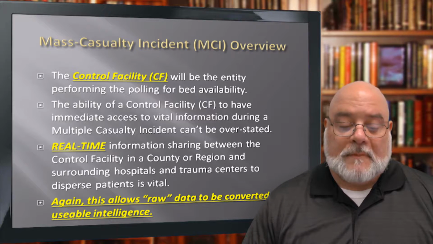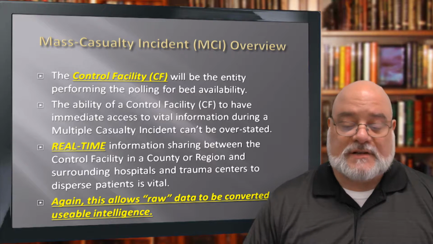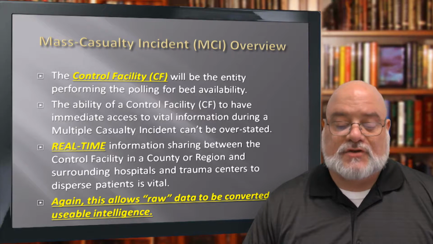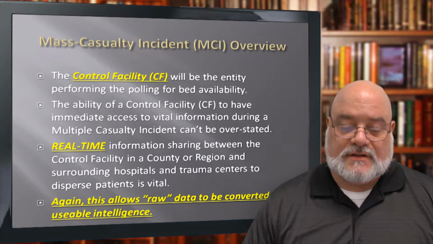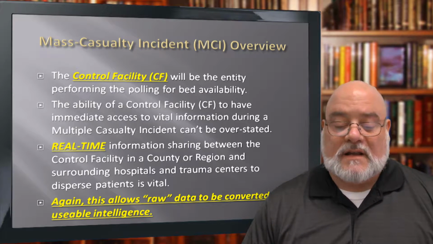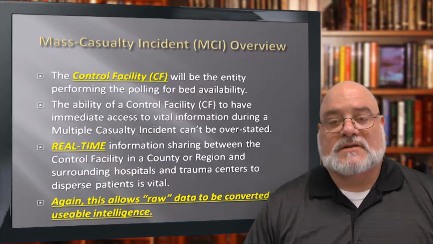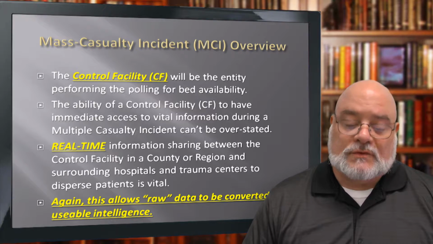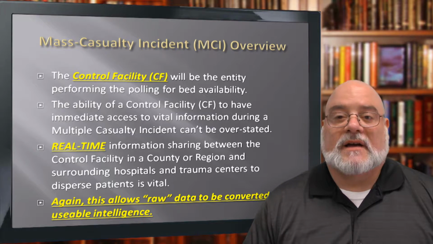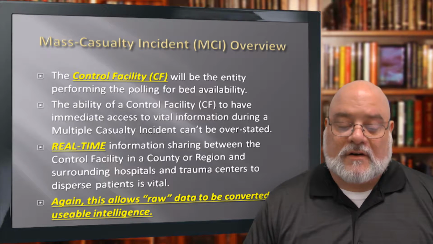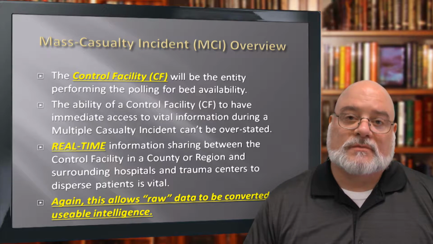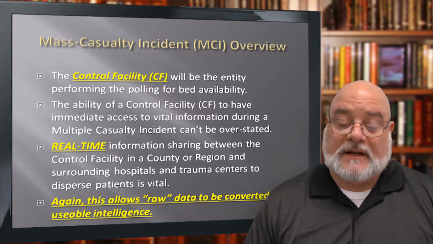So, mass casualty or multiple casualty incident overview. The control facilities are usually trauma centers and large institutions. They will be performing the polling for the bed availability, so the local independent facilities will not do a HAVBED poll. This is really, in our region, the control facilities, and this is spelled out in the multiple casualty incident plan.